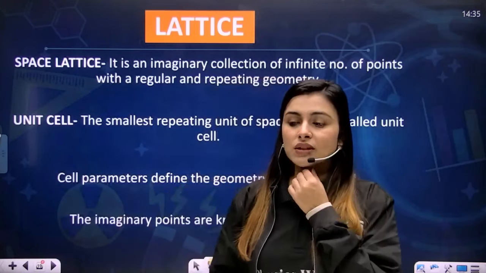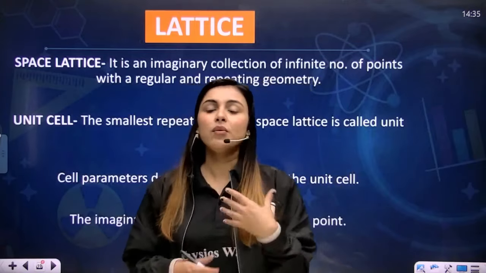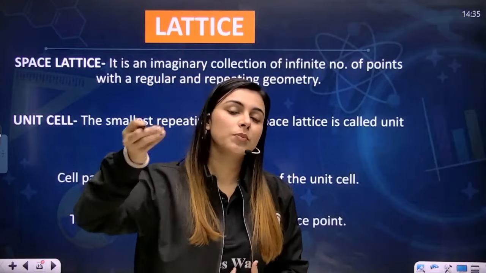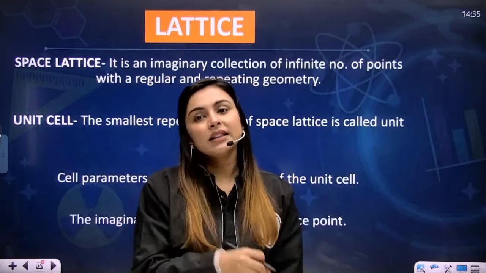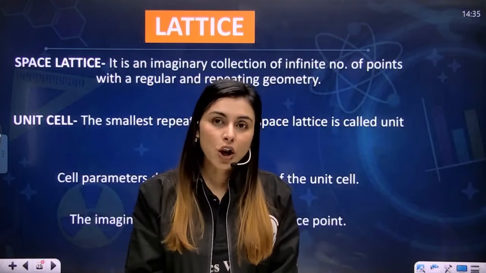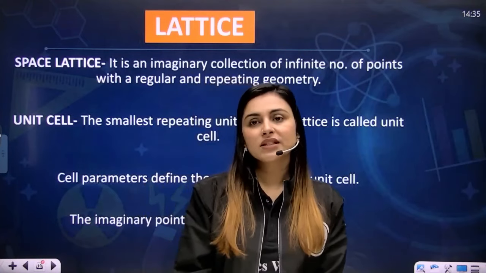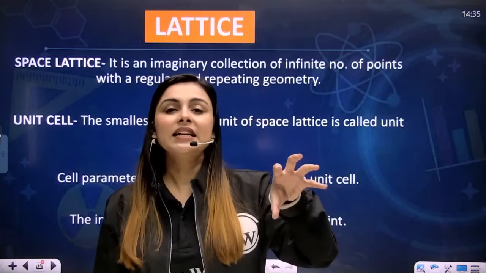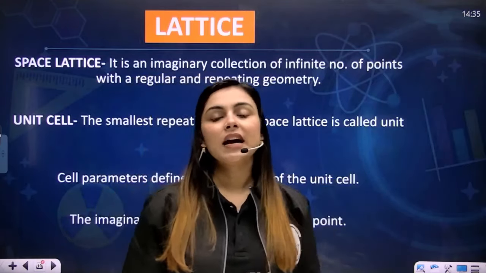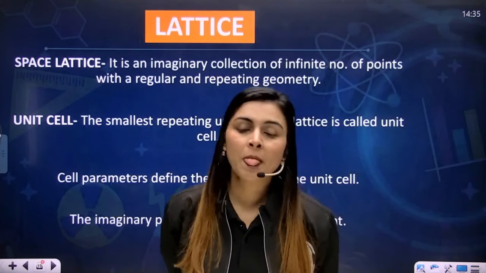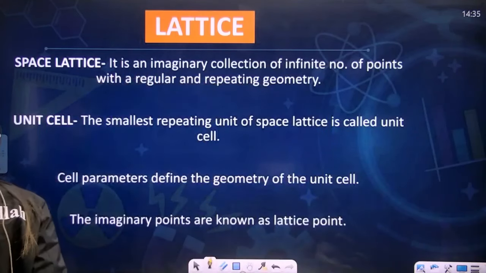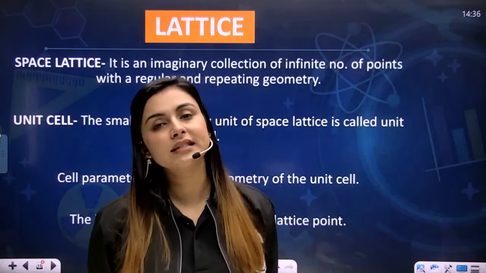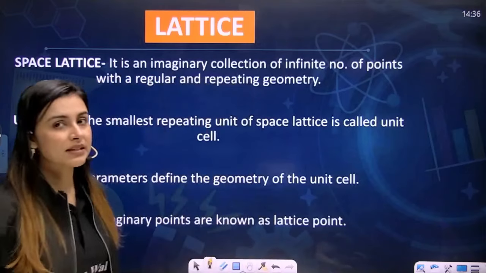Now, my dear students, it would be very difficult for me if I wanted to study the whole wall. But what if I study only the smallest part, which is repeating again and again, that is your brick, and then I get the idea of the complete wall? Yes. So this is what we do in the solid state chapter. We find out the smallest unit, we study that particular unit cell, and then we get the idea about the whole lattice. So to understand this, we need a very clear understanding of the unit cell, and for the unit cell, we need the cell parameters. So now we'll be discussing the cell parameters.